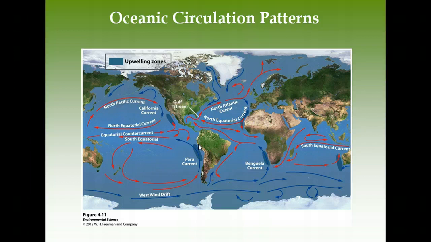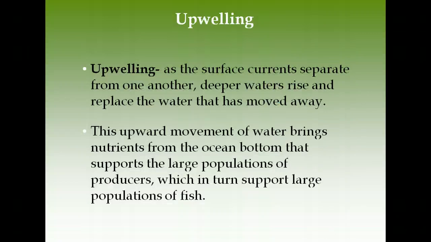So the main idea here to remember is that these large gyres redistribute heat throughout the water on Earth. The west coasts have cold currents, and the east coasts have warm currents. And there's the upwelling.